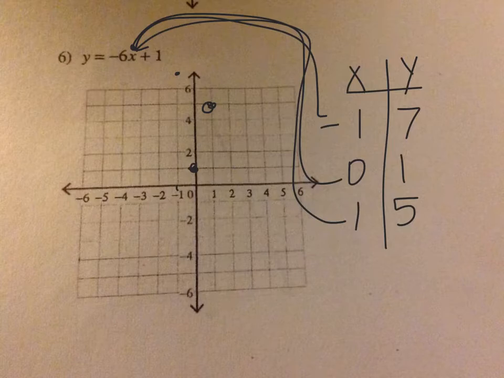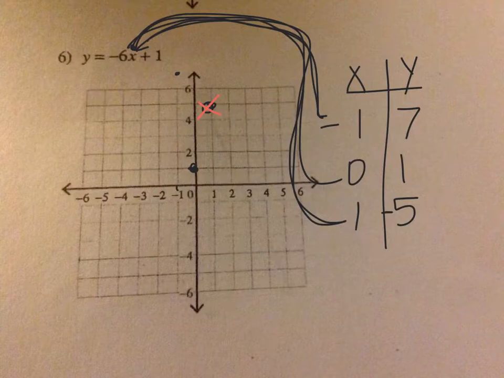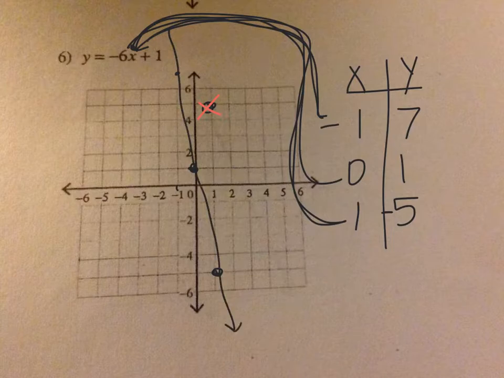So let me just double check my work. Negative 6 times negative 1 is positive 6 plus 1 is 7. 0 times negative 6 is 0. 0 plus 1 is 1. Negative 6 times 1 is negative 6 plus 1 is a negative 5. So this point right here was the one that was incorrect. So if I go positive 1, negative 5, that point does fall in line with my other 2 points. So number 6, negative slope, using a t-table with the values negative 1, 0, and 1.